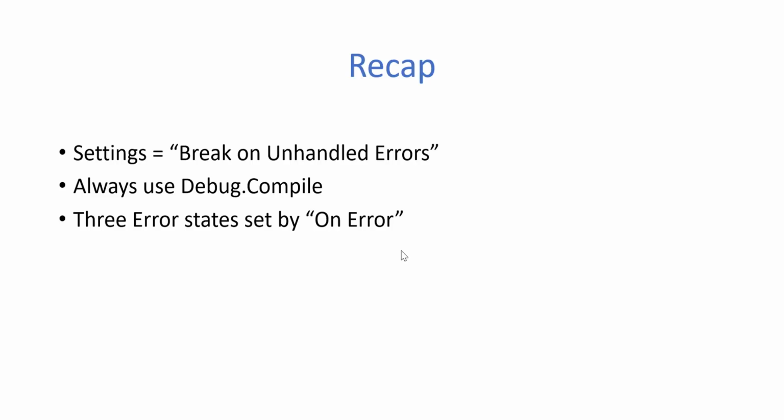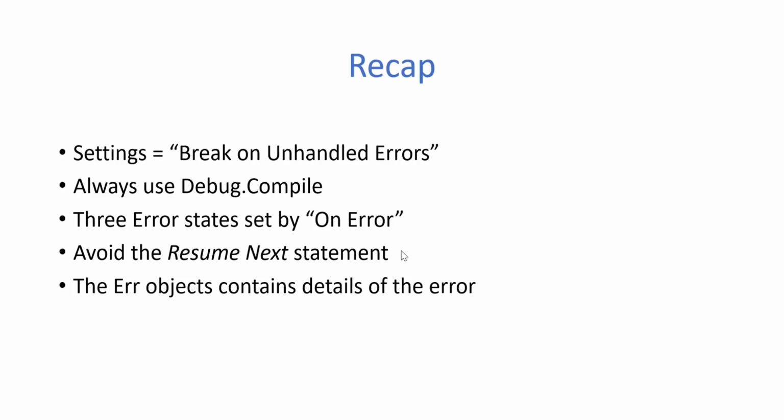We set the error states by using On Error GoTo. We should avoid using the Resume Next statement, so after an error happens we can say Resume Next and the code will continue on the line after the error. But as I said, this is not really a good thing to do, because once an error occurs, our code is generally unstable. The error objects contain the details of the error, so they contain the number and the description.